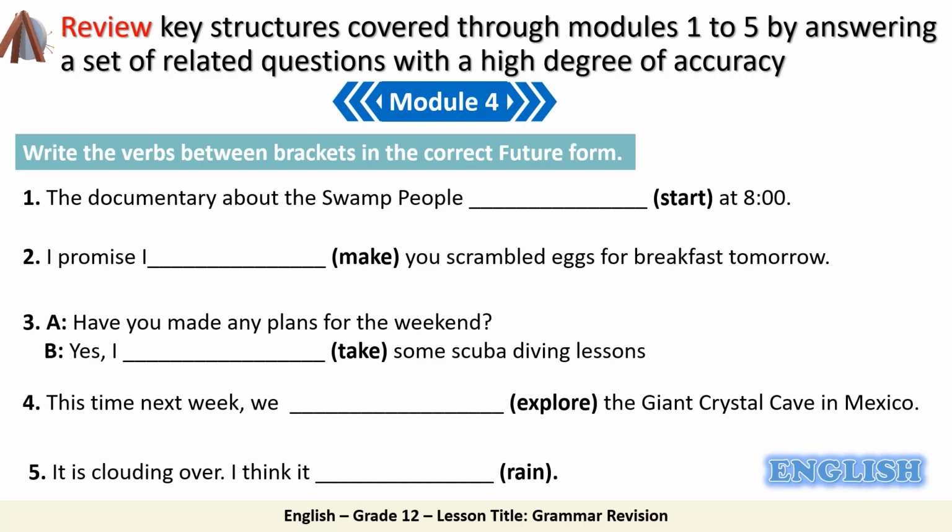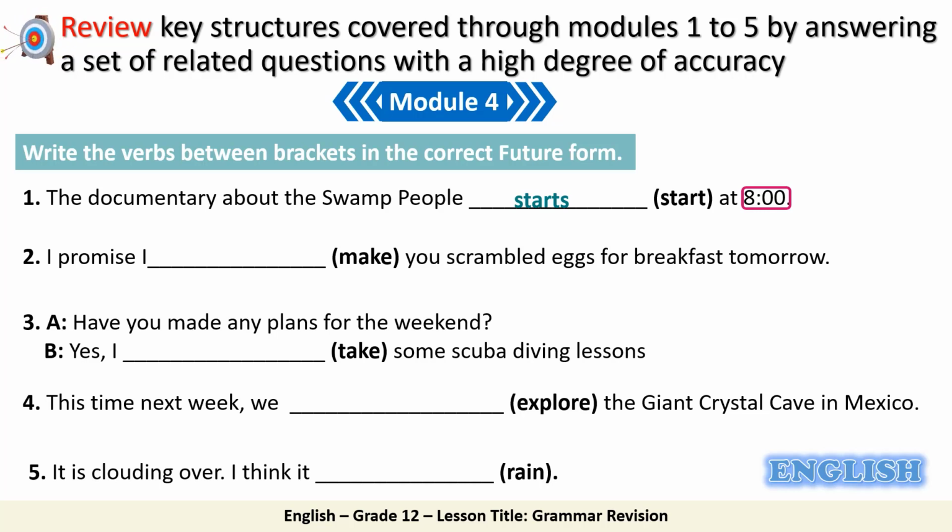Now in this activity, we will review the future tense. So please pause this video here for a while and write the verbs in brackets in the correct future form. Well done. Let's see the answers together. Number 1, we should write starts. And we use the present tense here with a future meaning because it refers to official programs and timetables.